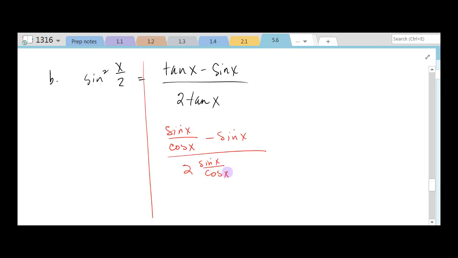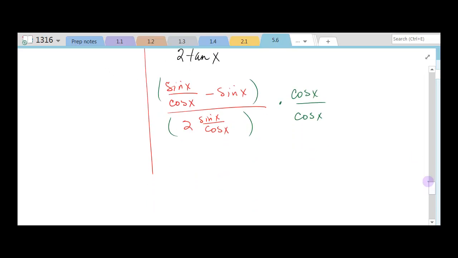Now because I have complex fractions going on here, I'm going to multiply through by a common denominator to get rid of cosine x. So if this is a denominator and this is also a denominator, the common denominator would therefore be cosine x. If I multiply the numerator and the denominator by cosine x over cosine x, this turns into sine x minus sine x times cosine x, just using the distributive property, divided by 2, and these cosines cancel in the denominator, leaving me with just sine x.